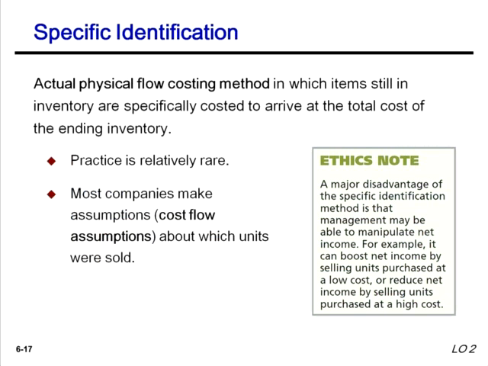Alright, now for specific identification, it is an actual physical flow costing method in which items still in inventory are specifically costed to arrive at the total cost of the ending inventory. Then the first bullet says this is relatively rare, and that is true. A couple of examples where specific identification could be used is, let's say, a customized order for a piece of jewelry, where the customer knows exactly what they want, how they want it designed, and the materials used, and it is not something that is copied.